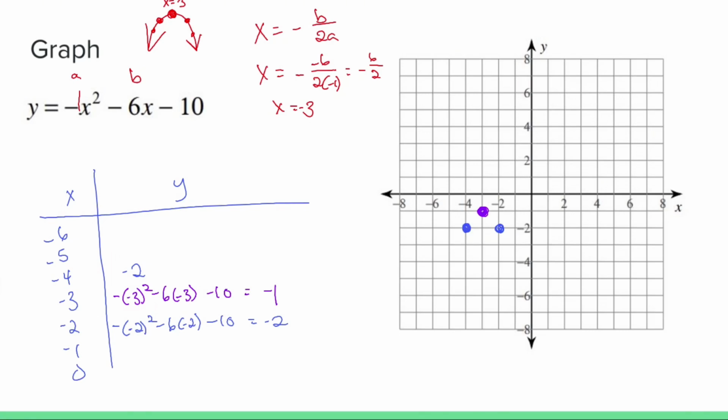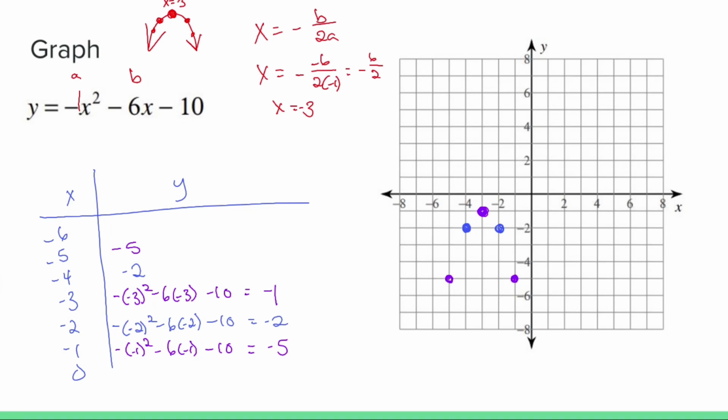All right, see what happens when we plug in negative 1. Negative 1 squared minus 6 times negative 1 minus 10. Negative 1 squared is 1. Negative 1 plus 6 is 5. 5 minus 10 is negative 5. So when I plug in negative 1, I get negative 5, which means when I plug in negative 5, I also get negative 5.